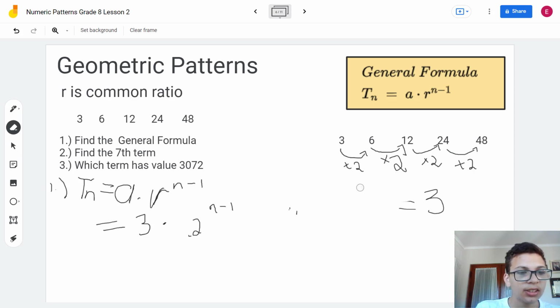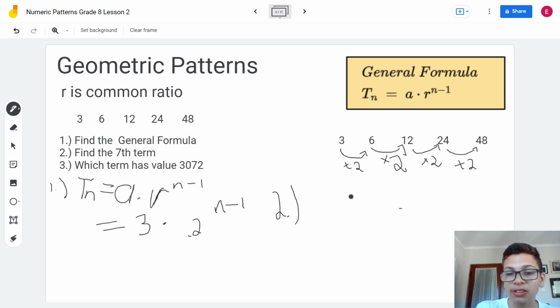So now, let's look at the second question. The second question says, find the seventh term. Again, this is very straightforward. We're going to just use our general formula. Tn equals 3 times 2 to the power n minus 1.